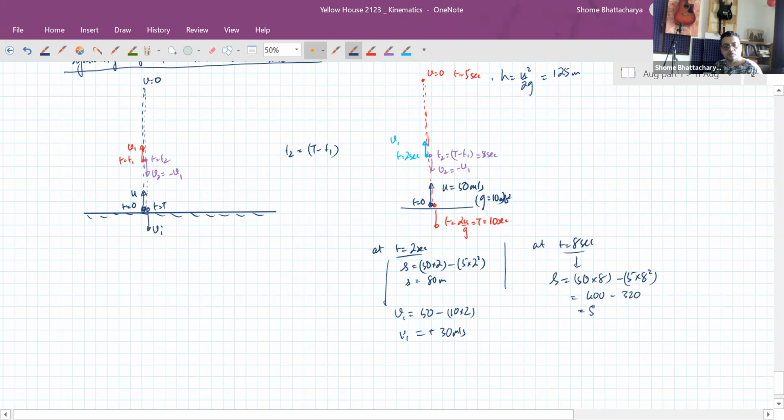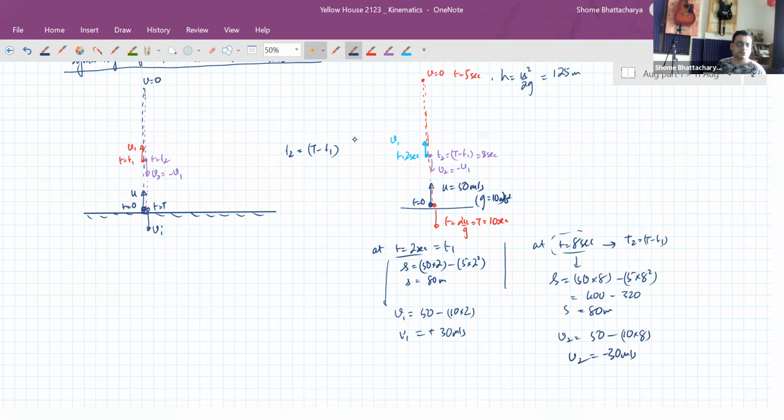See, it's 80 meters. To prove this point: if this time is T1, then this time is T2, which is T minus T1. So it reaches the same displacement, but the velocity will become the negative of that. It will be U minus GT, so it will be minus 30 meters per second. So that is the symmetry of the motion.